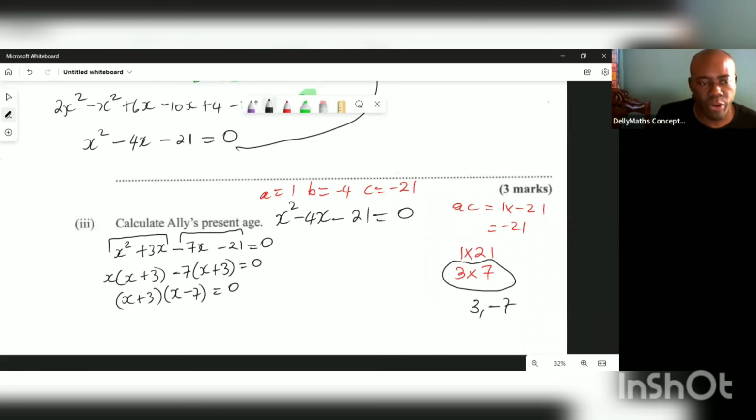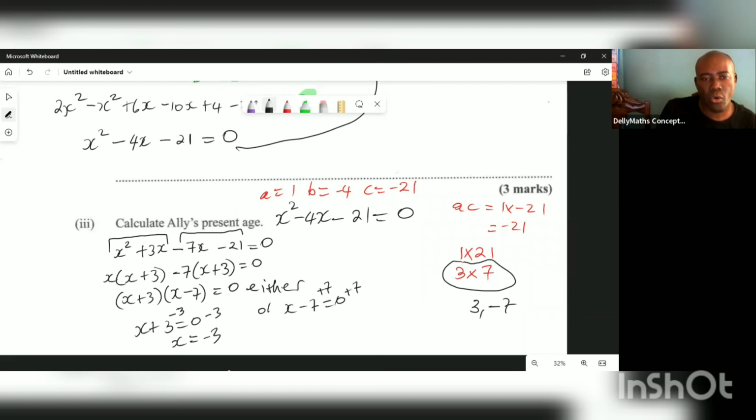Now, at this time, we're saying it is either x plus 3 is equal to 0, and if we subtract 3 from both sides, you're getting that x is equal to minus 3. Or we're getting x minus 7 is equal to 0, and if we add 7 to both sides, we're getting where x is equal to 7.